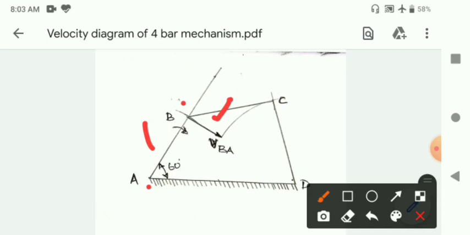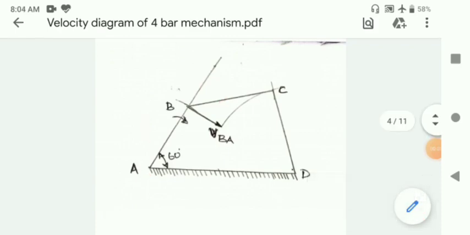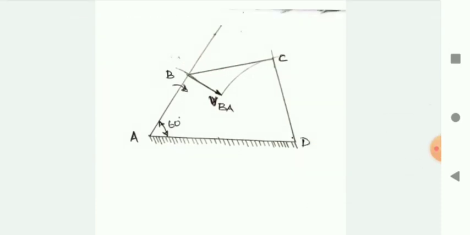The direction of velocity will be perpendicular to link AB and towards right. So what you do is you draw a line perpendicular to AB towards right. And then we need to represent it as a vector. To represent the velocity as a vector, we have now found out the magnitude and the direction.